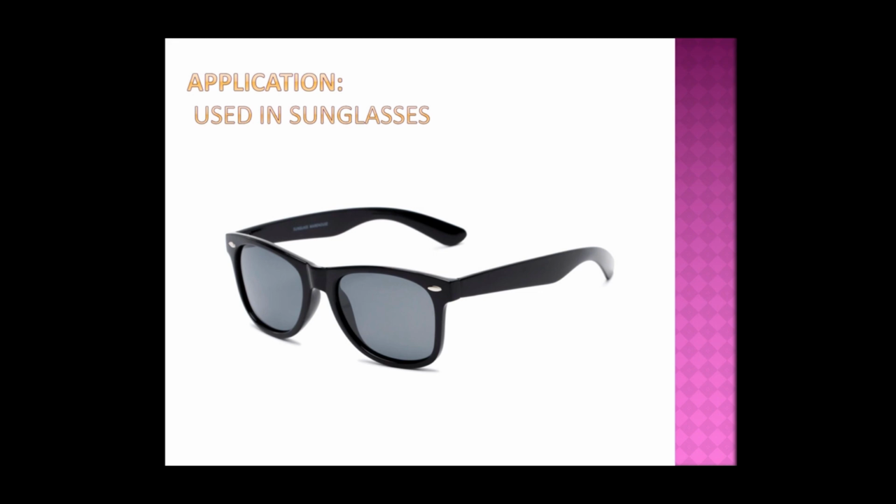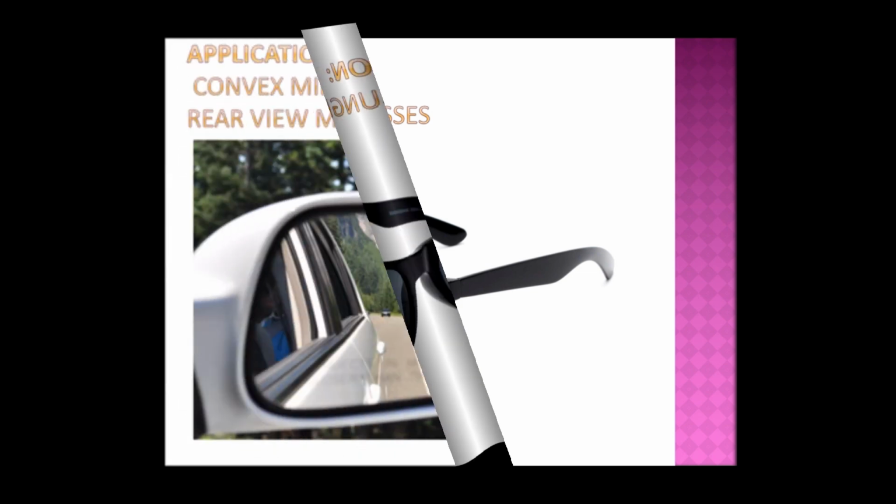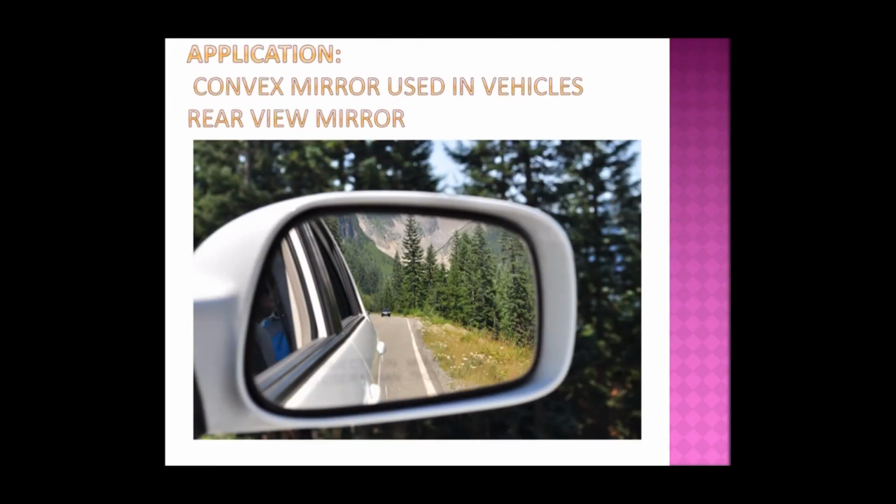The next picture is sunglasses. The most common use of convex mirrors is for making sunglasses. The convex mirror reflects the sunlight away from the eyes of the person wearing the sunglasses. Next, a convex mirror used in vehicles as a rear view mirror. Convex mirrors are widely used as rear view mirrors in automobiles and vehicles because they can diverge light beams and make virtual images.